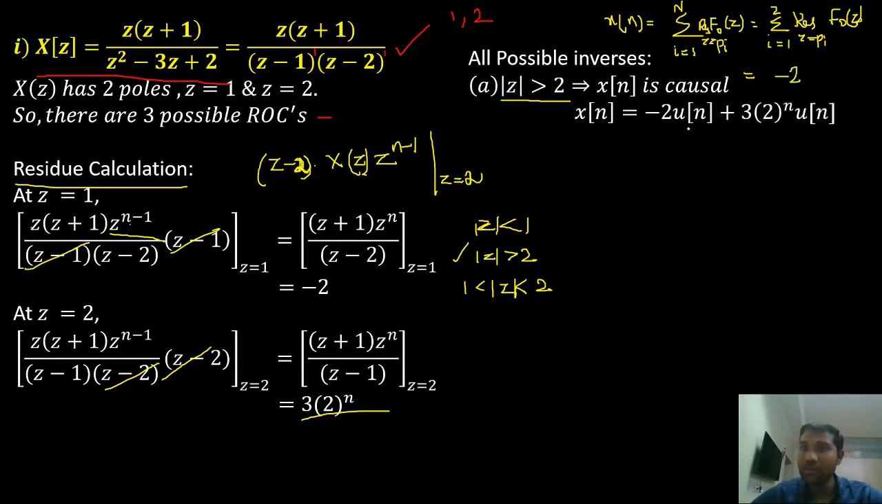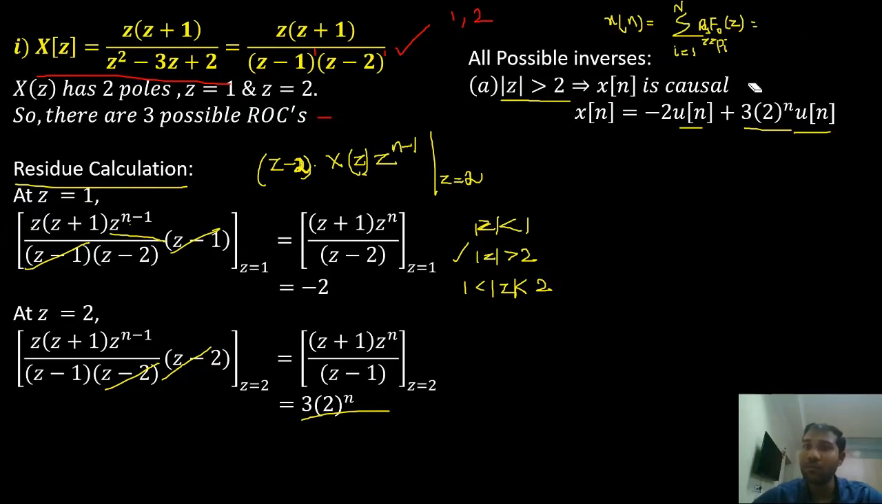Minus 2 into u of n, right? Since it is a causal signal, I am multiplying it with u of n. And the second residue is 3 into 2 power n. Since it's a causal signal, I am multiplying it with u of n, right? That is how I'll apply the residue method.